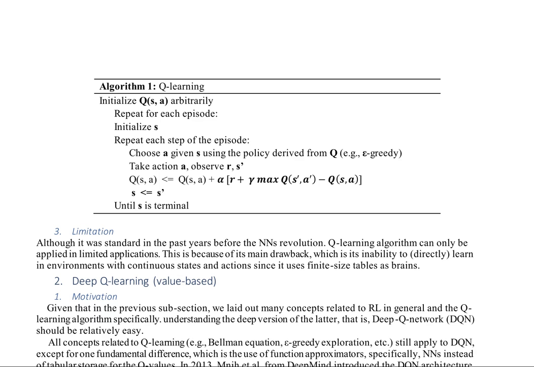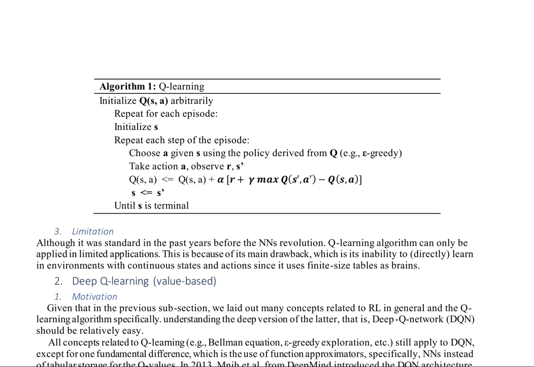It initializes the Q function, Q(S, A), arbitrarily and iteratively updates it based on the policy derived from Q, using an epsilon greedy approach. The update rule is based on the Bellman equation, incorporating the reward, R, and the maximum future discounted reward, gamma max Q(S', A'). This process repeats until the terminal state is reached.